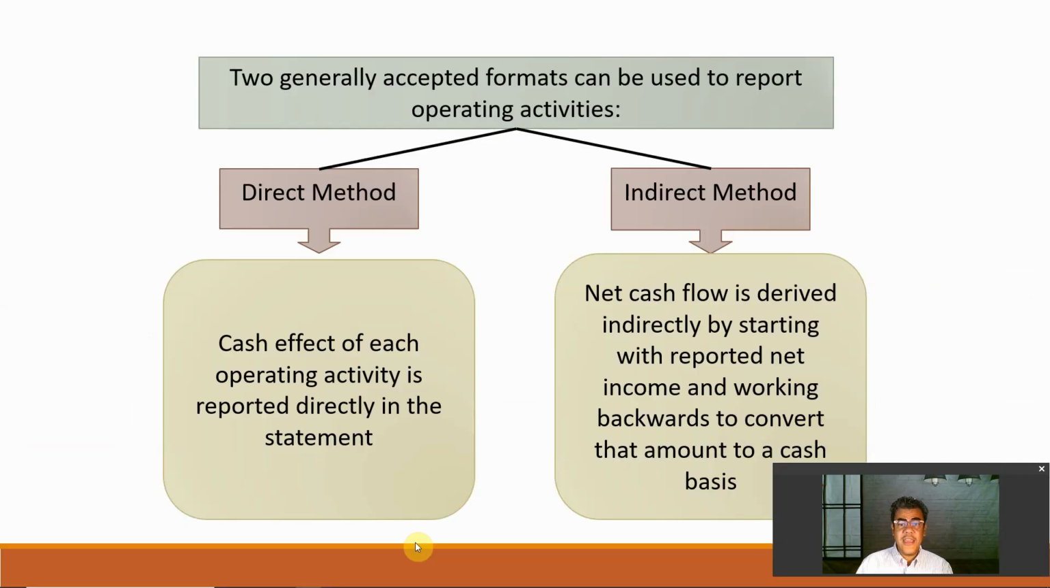And what about the indirect method? Net cash flow is derived indirectly by starting with reported net income and working backward to convert that amount to a cash basis. How do we do that?